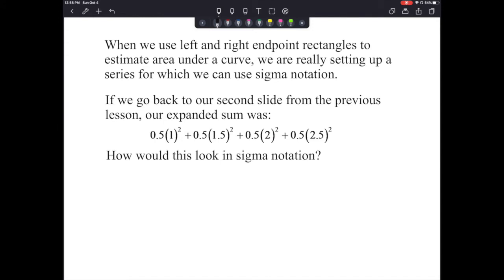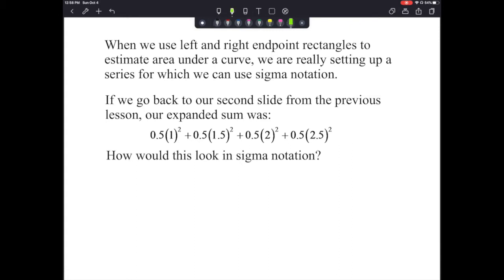When we use left and right endpoint rectangles to estimate area under a curve, we are really setting up a series for which we can use sigma notation. This is like the last problem we did in the notes yesterday. So if you didn't watch that part, you could always go back and watch it if you need to. If we go back to our second slide from the previous lesson, our expanded sum was 0.5 times 1 squared plus 0.5 times 1.5 squared, all the way across till we get to the 2.5. They ask, how would this look in sigma notation?